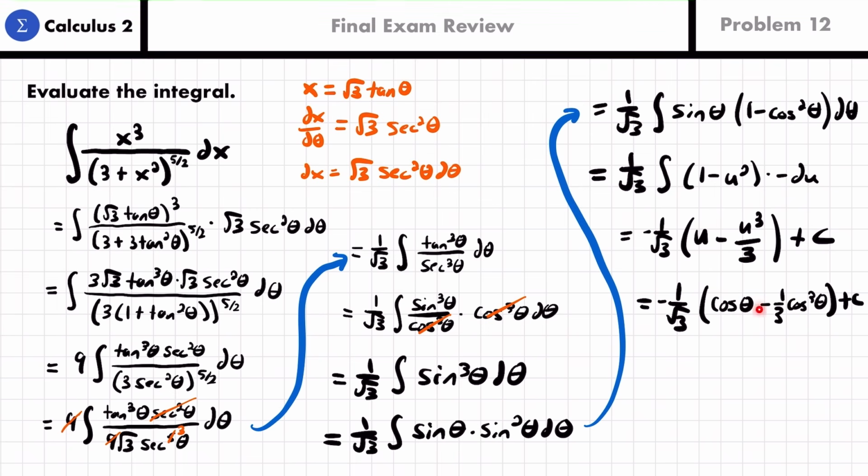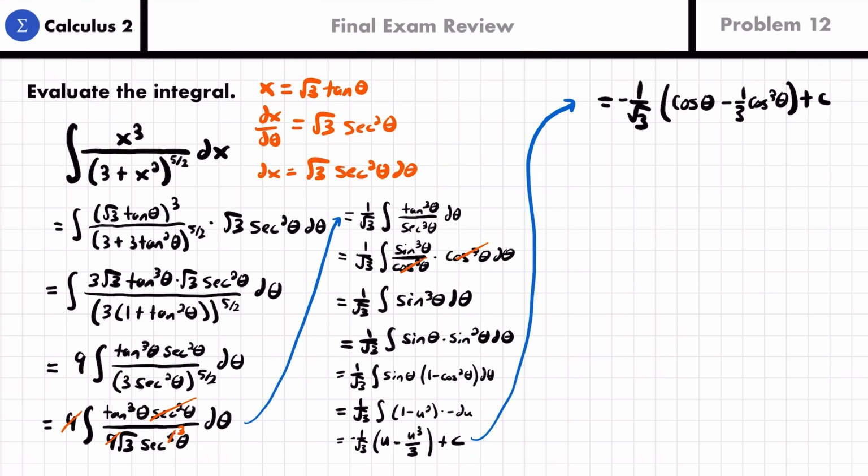And so now that we did integrate, we need to go back into terms of x. We need to rewrite cosine theta and cosine cubed theta in terms of x. So let's work on that here. In order to determine what cosine theta is equal to in terms of x, we need to revisit our original substitution. Because from this equation, we can determine the relationship between the angle theta and this value of x, right?